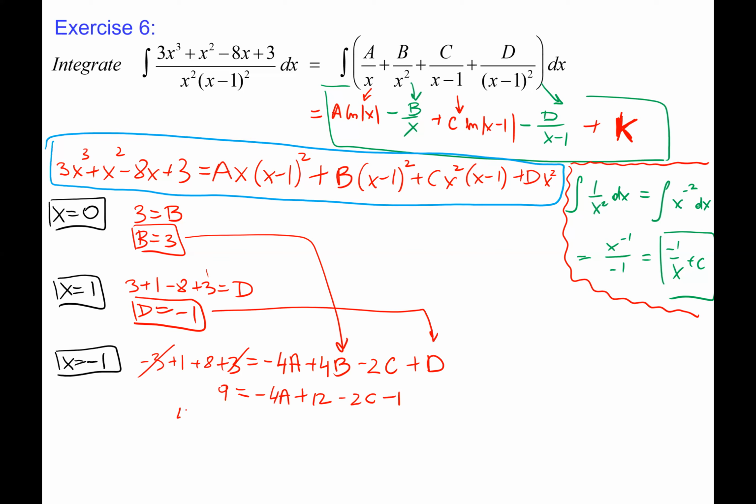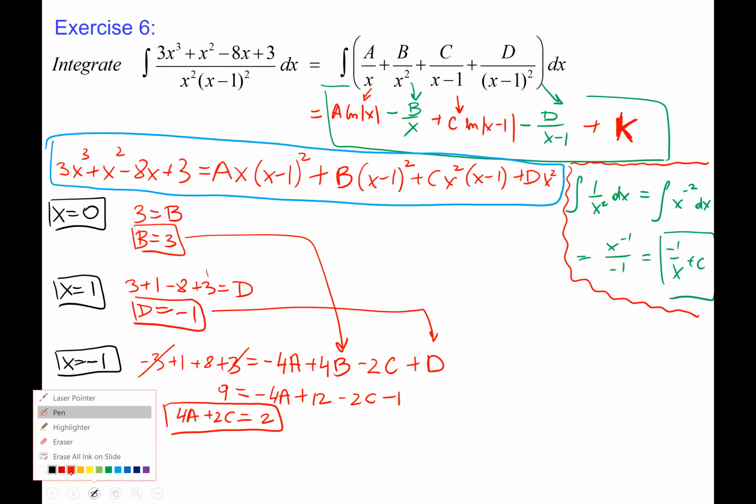This means what we have? We have 4a plus 2c, if I move them on the other side. 12 minus 1 is 11, and 11 minus 9 is 2. Okay, I can divide by 2, but I can leave it for now. And now what I have to do, since I have another coefficient to calculate, because I have 4 of them, I have to pick one more number. And I think I will pick, I'm not a fan of big numbers, but I will pick 2.